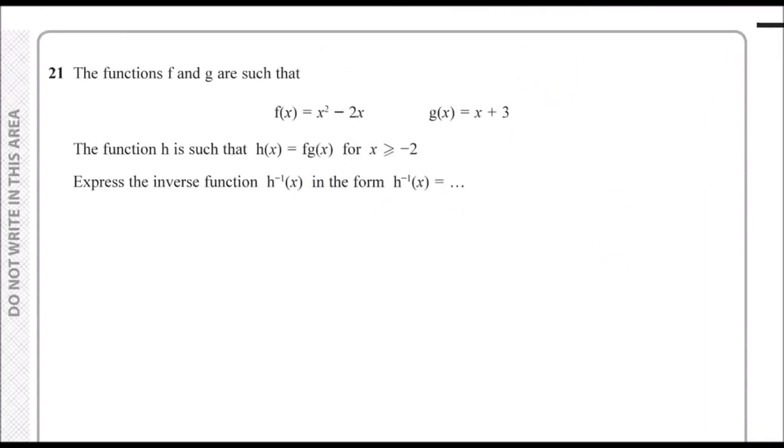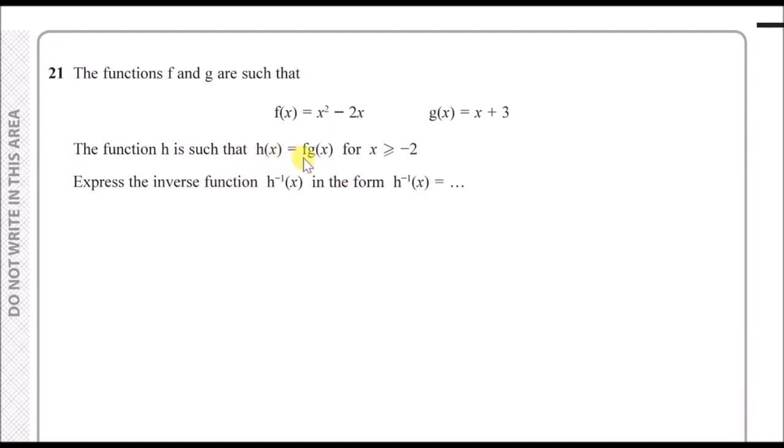Alright, number 21. The functions f and g are such that f(x) is a quadratic equation and g(x) is a linear equation. Now the function h is such that h(x) equals fg(x) for x greater than or equal to negative 2. Now express the inverse function in the form of that. Alright, so there's a few things we've got to do here.